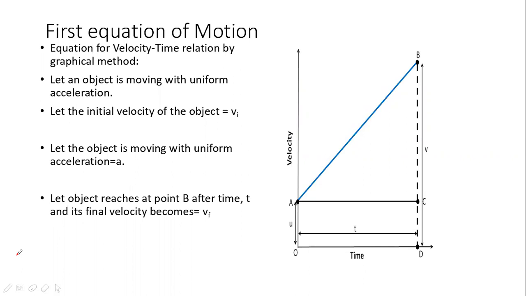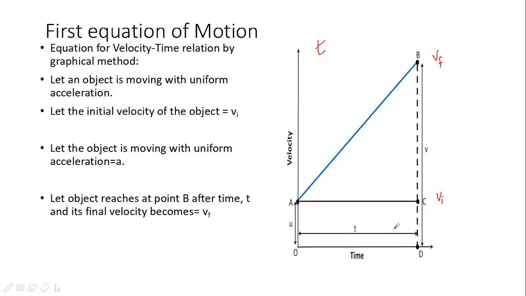Equations of motion are the equations which give the relation between time, final velocity, initial velocity, and acceleration and distance. So those equations which relate velocities with time, acceleration and distance are called equations of motion.